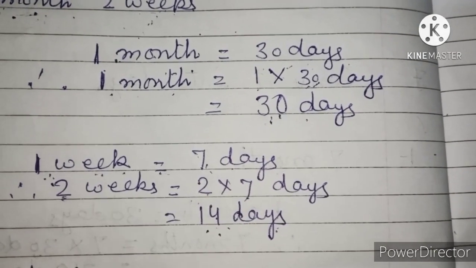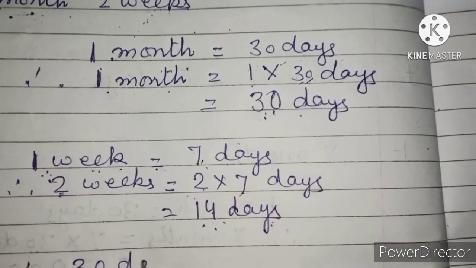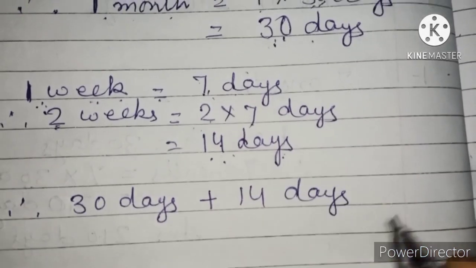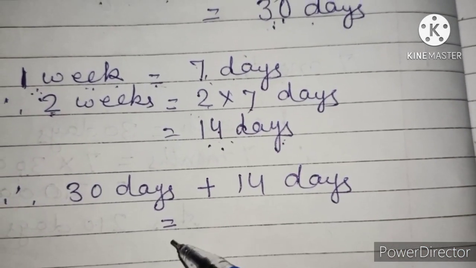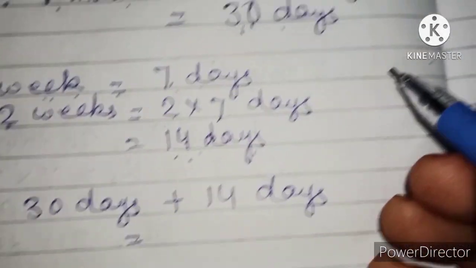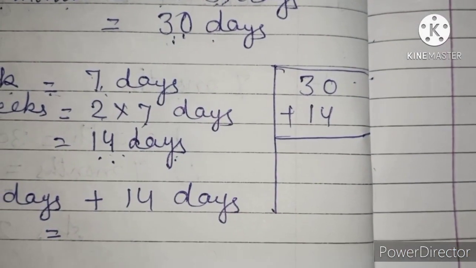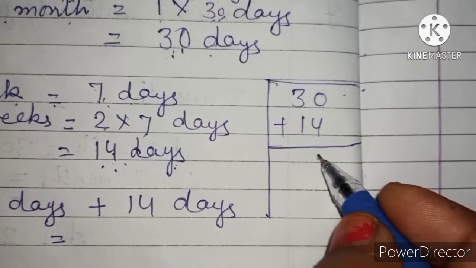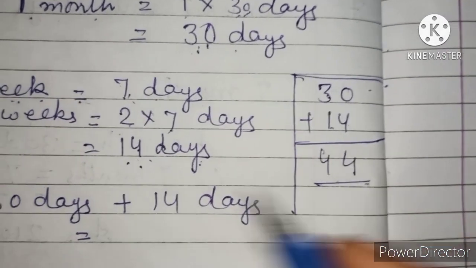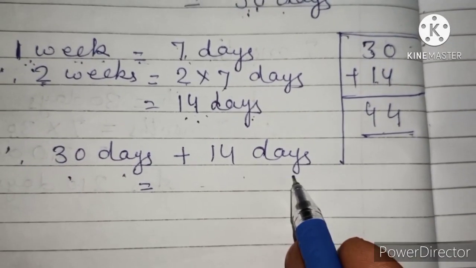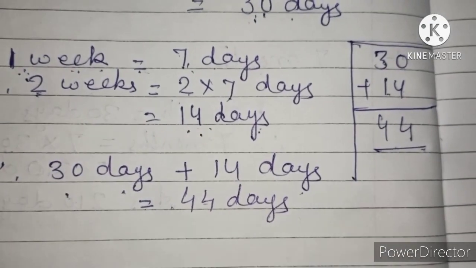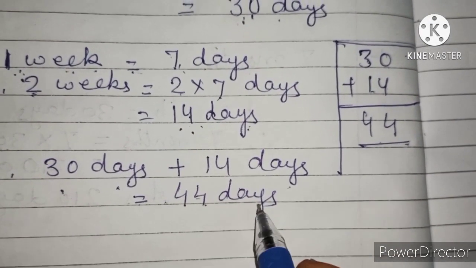So 30 days plus 14 days is equal to, now we have to add. So let's start to add. 0 plus 4 is 4. 3 plus 1 is 4. 44. 30 days plus 14 days is equal to 44 days. The answer will be 44 days.